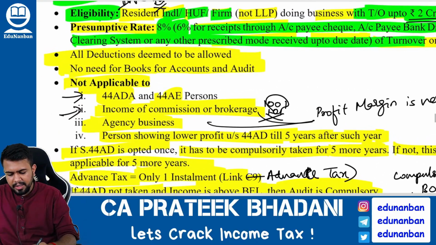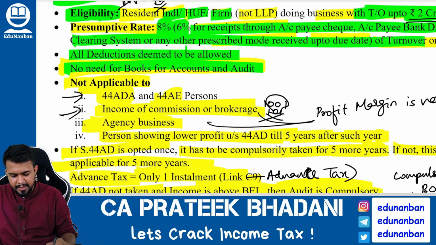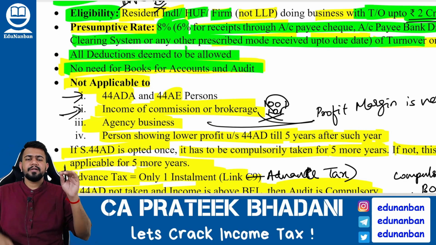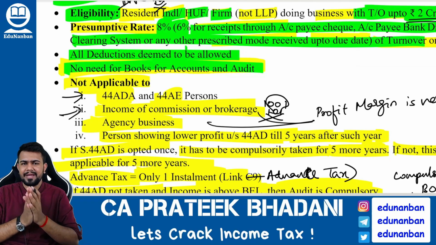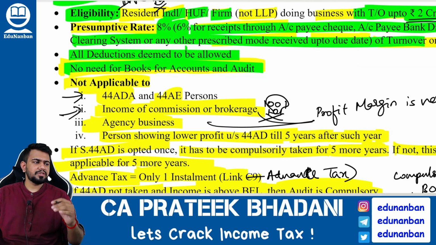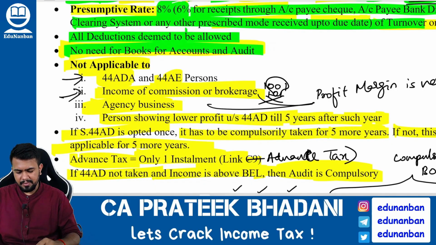Next, all the deductions are deemed to be allowed. No need to maintain books of accounts and audit. So if at all an assessee is choosing the presumptive income section of 44AD, then the assessee need not maintain books of accounts. Also, the assessee need not get the books of accounts audited from a chartered accountant under 44AB.